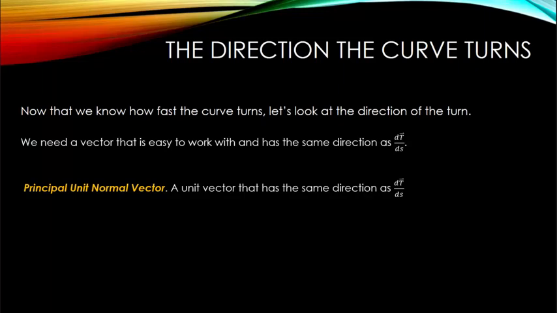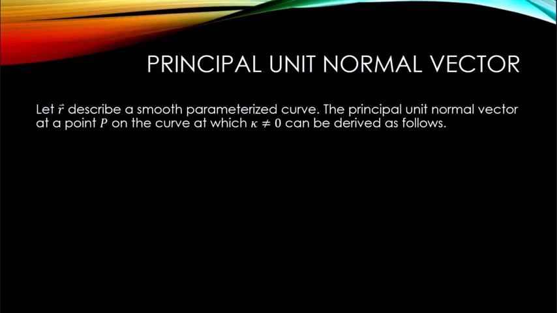This is a unit vector that will have the same direction as the derivative with respect to s of the unit tangent vector. If we let vector r describe a smooth parametrized curve, the principal unit normal vector at a point P on the curve where my curvature kappa is not equal to 0 can be derived as follows. I will take kappa of s to be defined as 1 over the speed times the magnitude of the derivative with respect to s of the unit tangent vector.